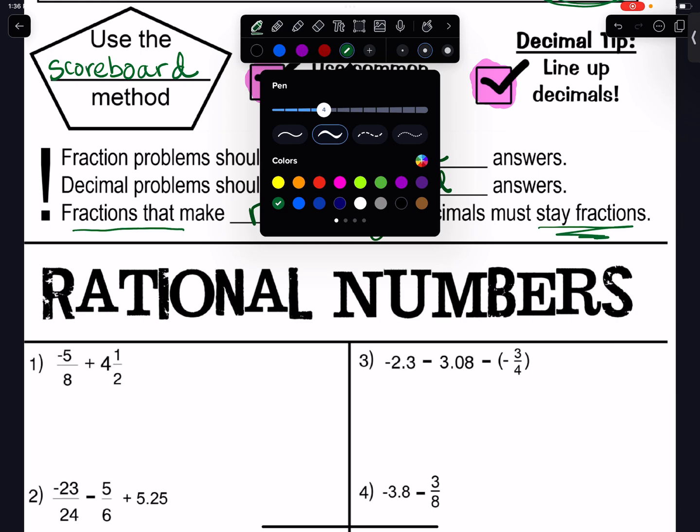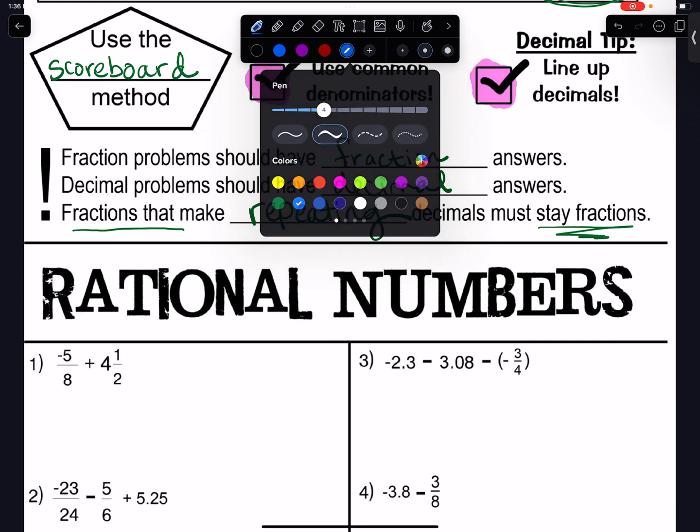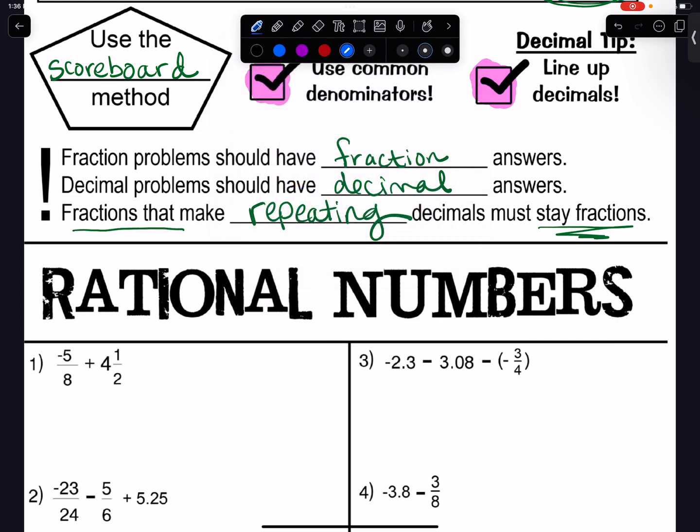So for example number 1 here, we have negative 5/8 plus 4 1/2. Since these are fractions, we are going to keep them fractions and give our answer as a fraction. But we do need common denominators. Even before that, I'm going to change the second fraction to an improper fraction. 4 times 2 is 8, plus 1 is 9. So a good common denominator would be 8. This one already has eighths. This one, if I multiply by 4, I'm going to get 36 eighths.